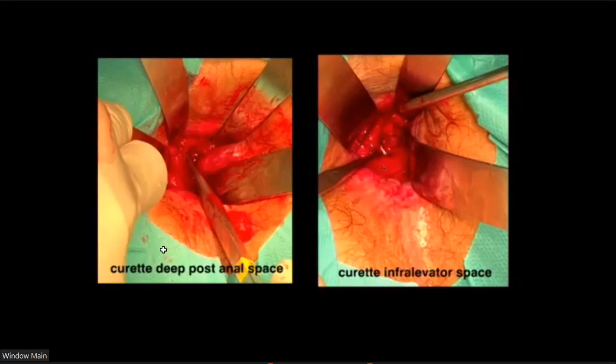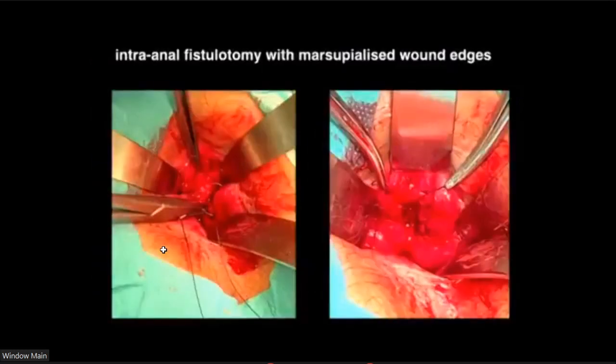Another one I curette to the high intersphincter, but the high intersphincter is very short here because the incision goes to the anorectal ring. This incision is to the anorectal ring. And then I must marsupialize the wound edge. Our friends in this faculty sometimes do not marsupialize. They just lay open, that's all. But I love marsupialization because in many cases it can stop the bleeding.